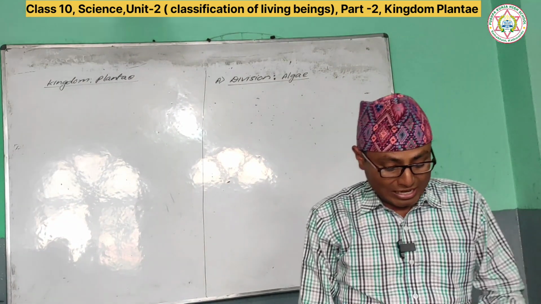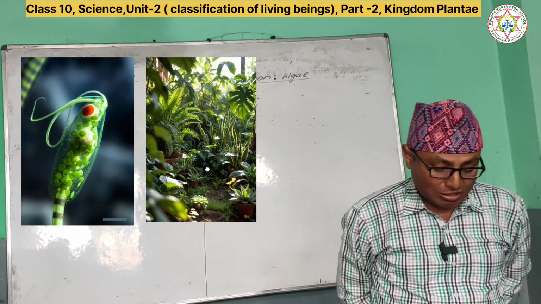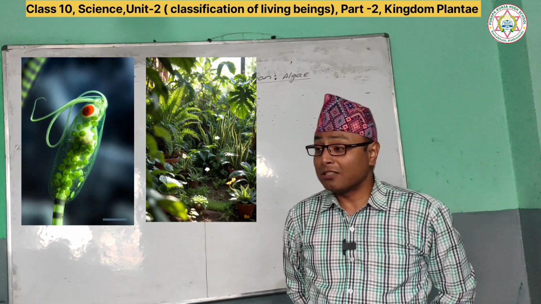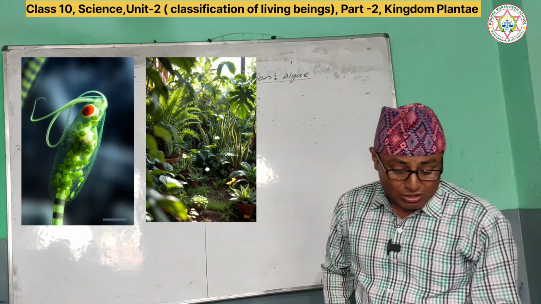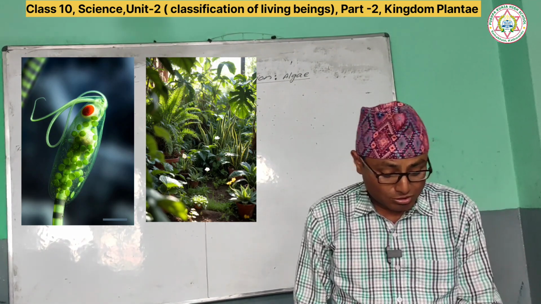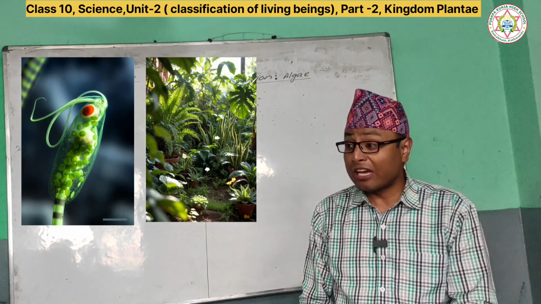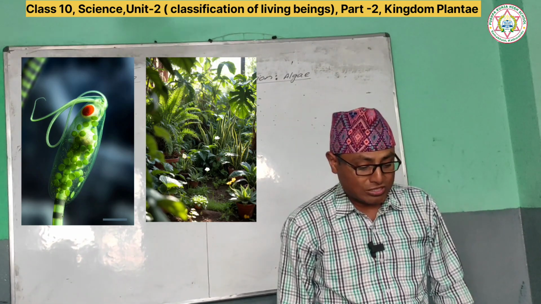Now let's see the characteristics of kingdom Plantae. So they are unicellular or multicellular, chlorophyll containing plants. Generally they are unicellular as well as multicellular. Some plants are unicellular also. Most of them are multicellular, and they have chlorophyll. So they are green in color and they can do photosynthesis.